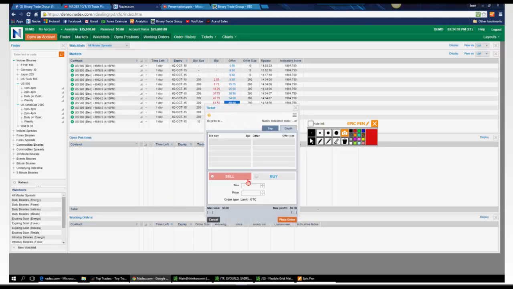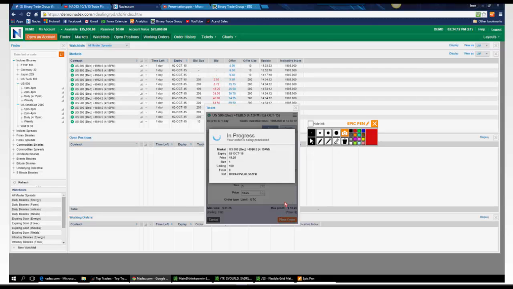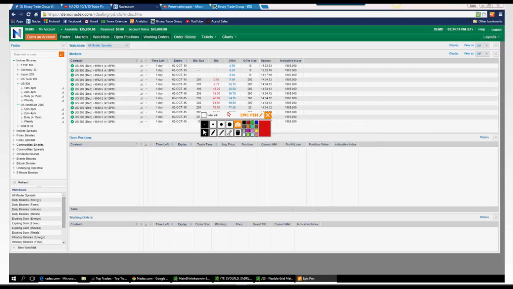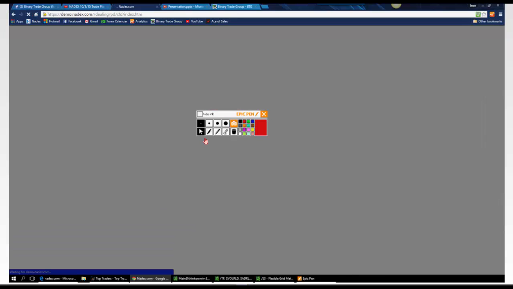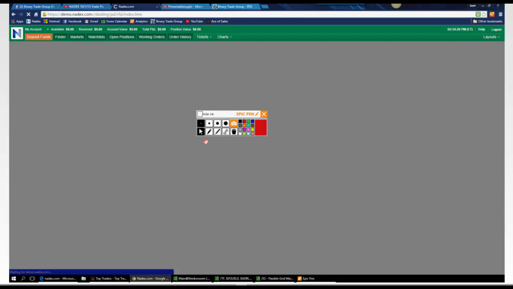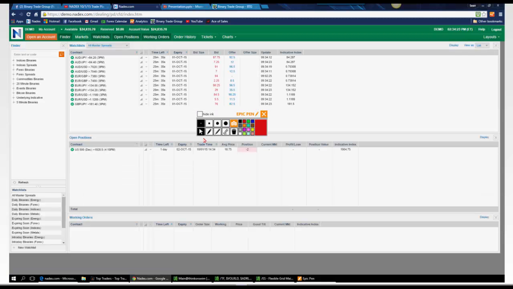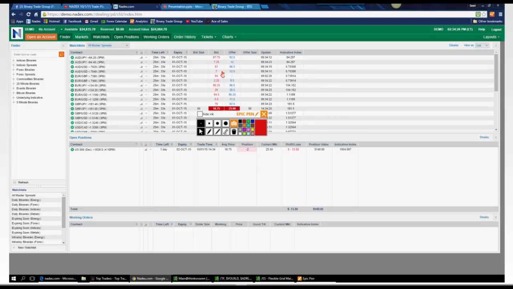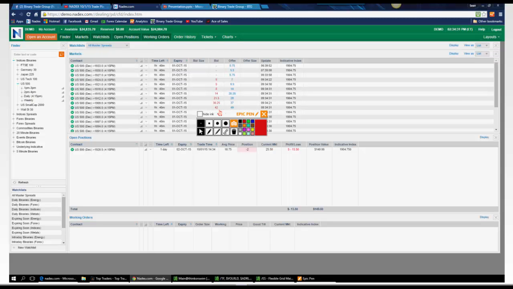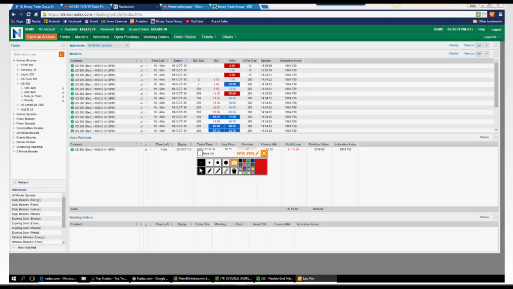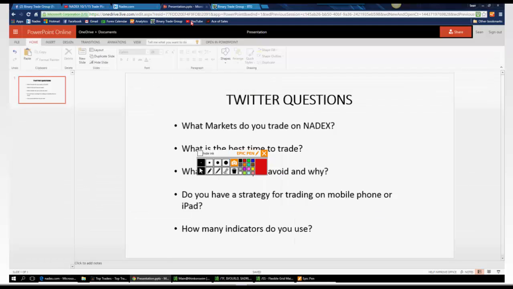So let's see. Not sure why, let me see if I can update this. But for the most part, I mainly stick to index futures. So there's the difference there. Let's go ahead and enter a trade, and then I'll show you a market that might be a little bit bigger. Because we can go back and look at some of my questions.